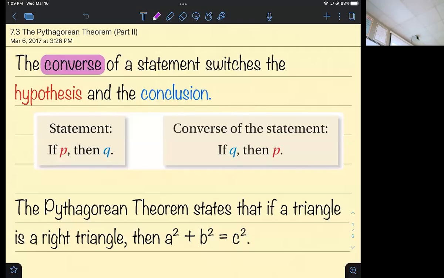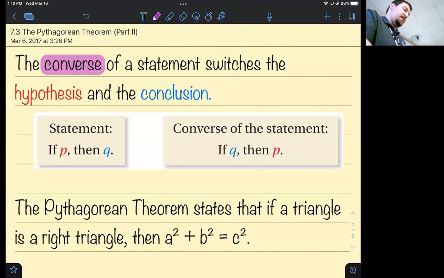All right, part two, it's a separate set of notes. Today, we're going to be talking about the converse of the Pythagorean theorem. The converse of a statement switches the hypothesis and the conclusion of that statement around.